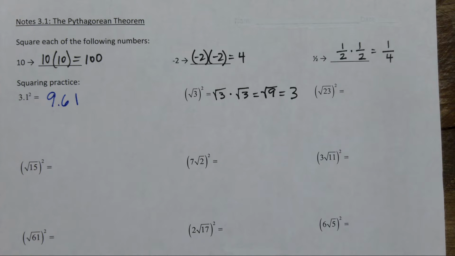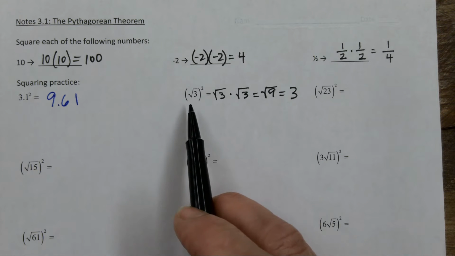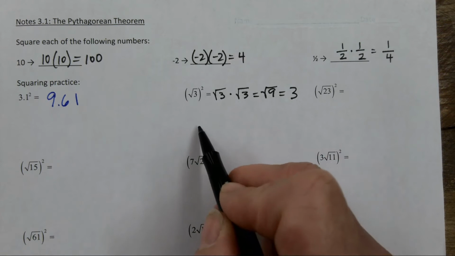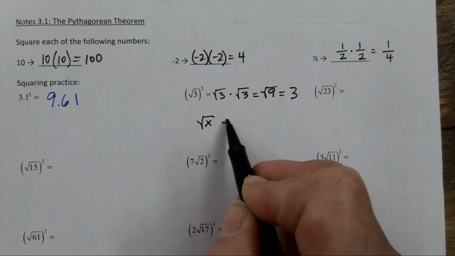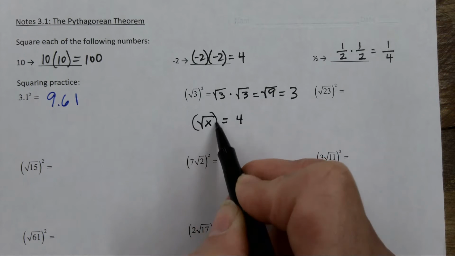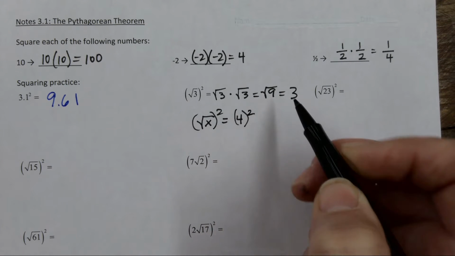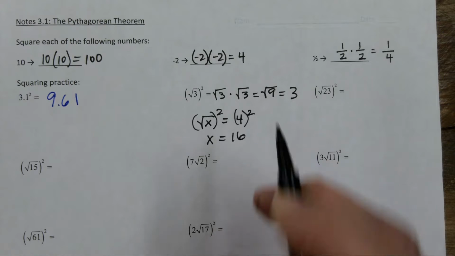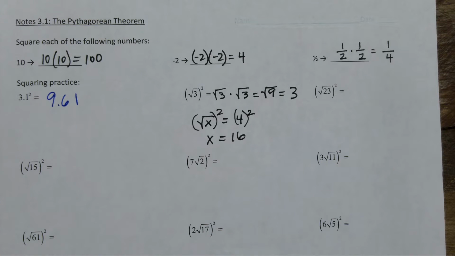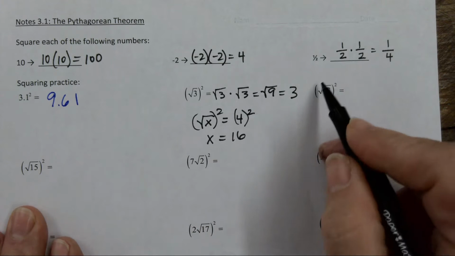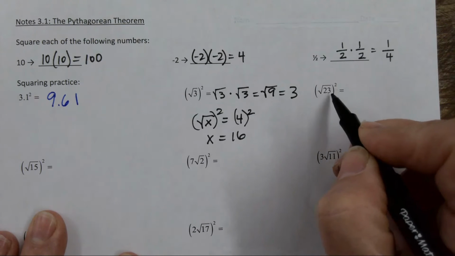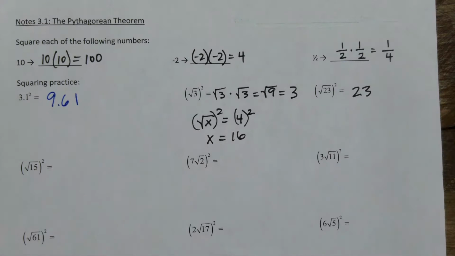It's like when you're solving an equation and you added something to the variable and you subtract to undo it. That's what a square does to a square root. So if I had the square root of x equals 4, I can square both sides to undo the square root. Okay? So squaring undoes a square root. So when I look at a problem like this next one, the square root of 23 squared is just 23, done and done. Square root of 15 squared is just 15, done.